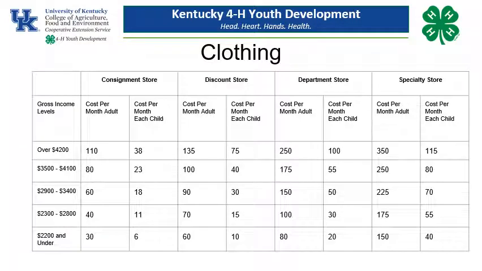A consignment store could be anything from Goodwill to Salvation Army. A discount store would be something more like a Walmart or Kmart or something of that nature. A department store that you're going to shop at might consider things such as JCPenney's. A specialty store could be something like Abercrombie & Fitch, Aeropostale. Therefore, you can have an idea of which ones you would like to shop at. Pause the video now and subtract the amount that you would spend for clothing on your checkbook register now.